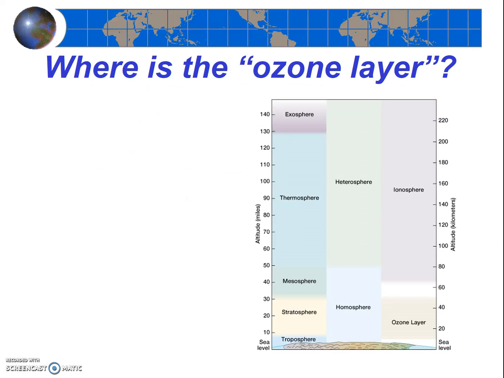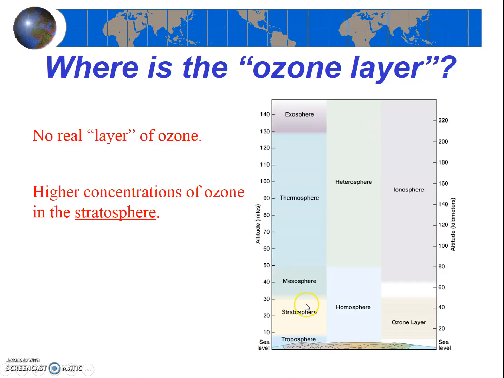First, and notably, there's really no layer of ozone. Rather, there's a region in the upper stratosphere that has a higher concentration of ozone than elsewhere in the atmosphere. Thus, instead of referring to a hole in the ozone layer, it's more precise to simply talk about stratospheric ozone depletion. Some of the ozone in the stratosphere is simply being depleted. It's being destroyed.